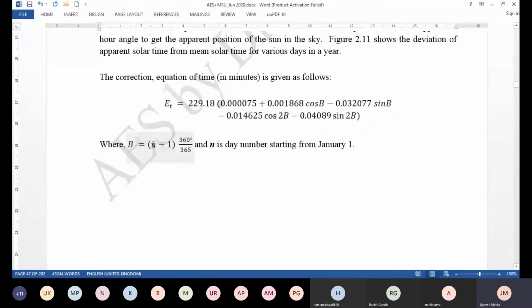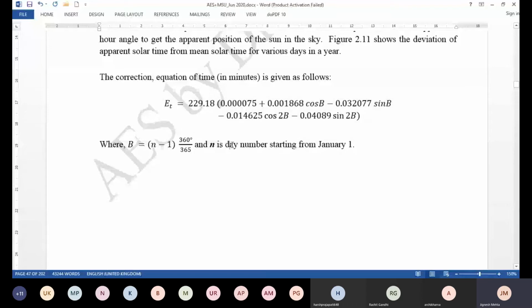This capital B is (n minus 1) into 360 degrees upon 365, and n is the number of days starting from January 1. So if you are on January 1, then the value of B will be equal to 0, and you can find out cos 0 degrees and sin 0 degrees, put in the values, and you will get the equation of time correction for that day.